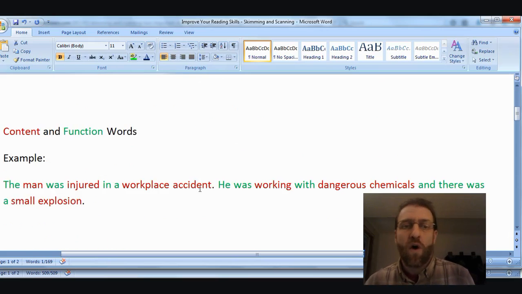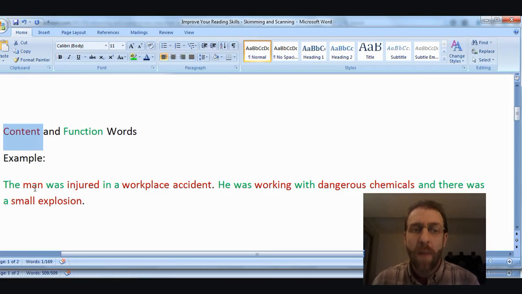So we were talking about content words, and I said they were different from function words. The sentence you see here on the screen is a great example. The man was injured in a workplace accident. He was working with dangerous chemicals, and there was a small explosion. Now, as you can see, the content words are red. Man, injured, workplace, accident. These are the words that really tell you what's happening. The function words I have here in green, and you'll see they're words like the, was, in a, he was.